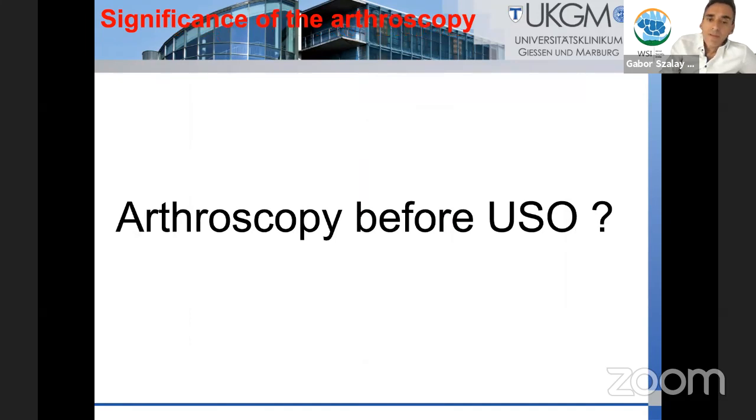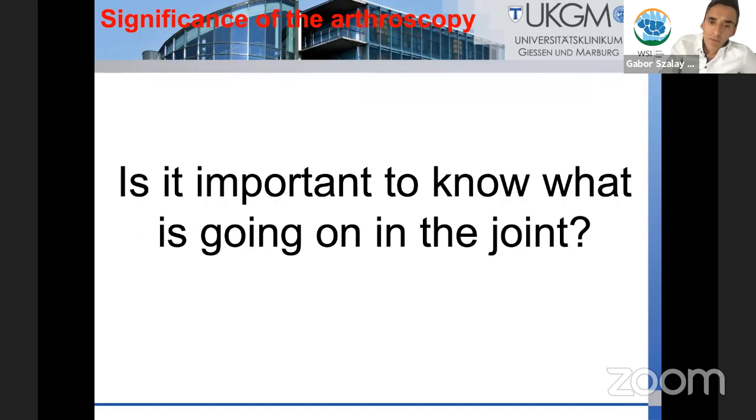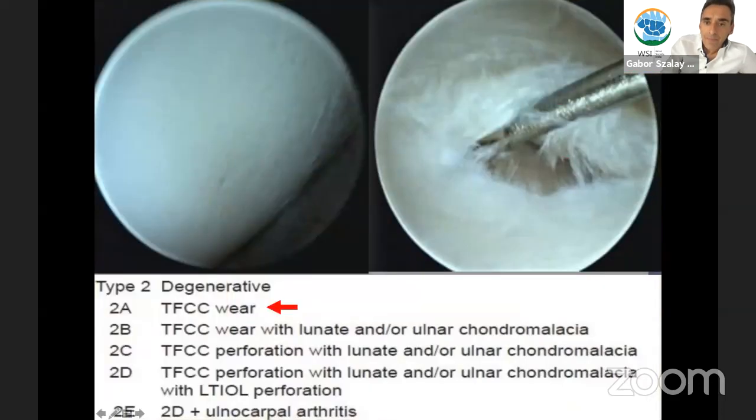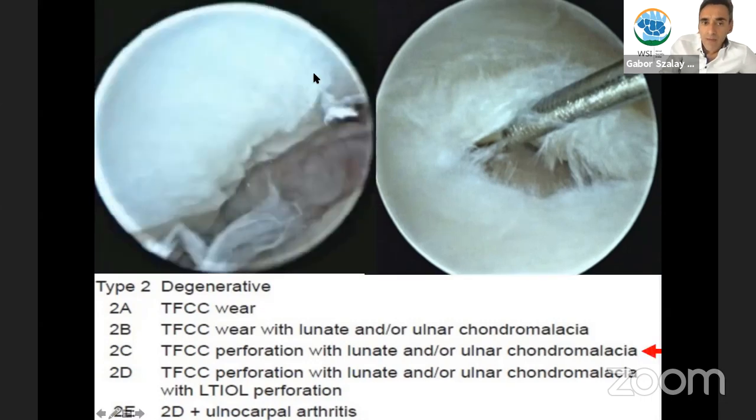The next question is, do we really need the arthroscopy before the ulnar shortening osteotomy? From my point of view, it is absolutely important to know what is going on in the joint. Just one example here, a typical Palmer 1A lesion, so an acute traumatic tear. And this is a Palmer 2A lesion. That means that the lunate is intact, but this isn't acute trauma. This is an old trauma of the TFCC. If you have a cartilage defect of the lunate, we have a Palmer 2C lesion.